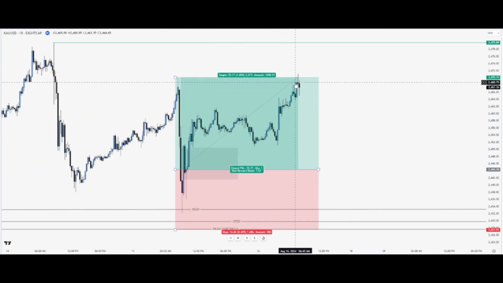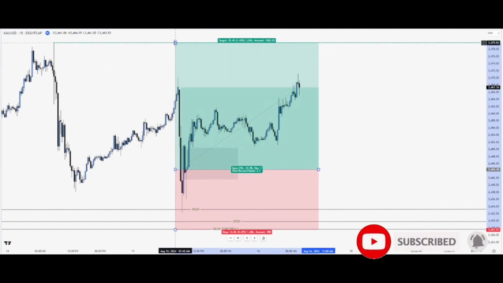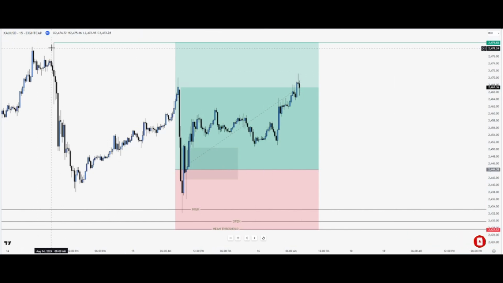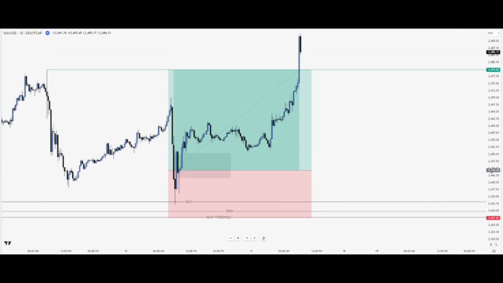And there you have it. So you can see price has taken out this particular first draw on liquidity. So let's see if price will take out this ultimate draw on liquidity, which is this particular swing high right here. So let's see what price does. And there you have it. So you can see price took out this particular swing high right here, which is our ultimate draw on liquidity.